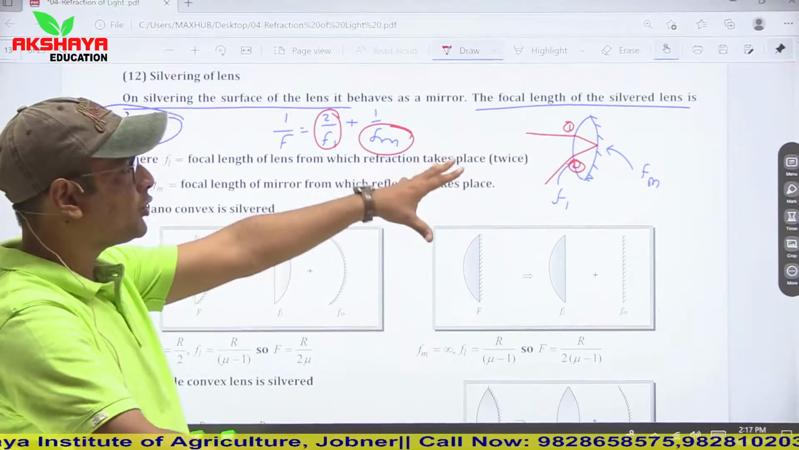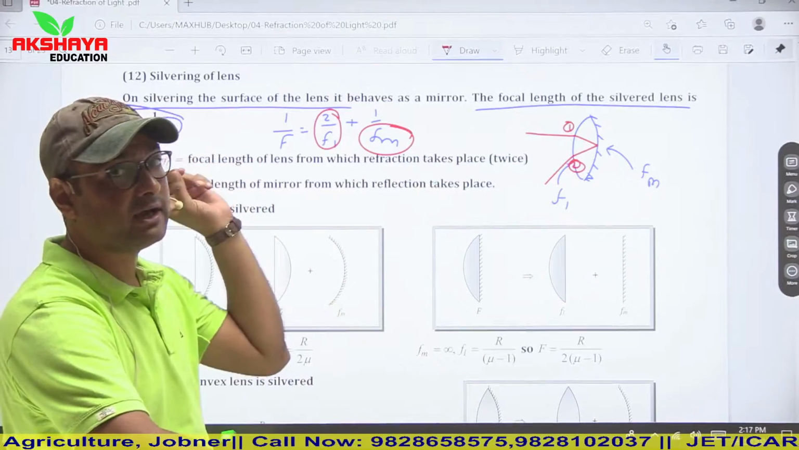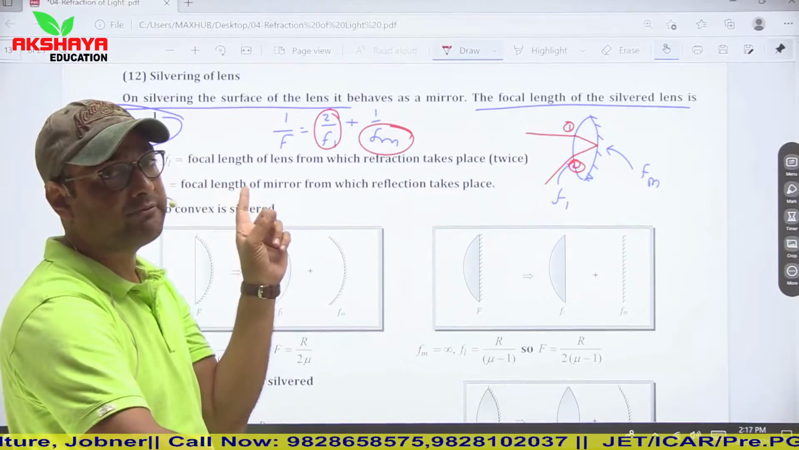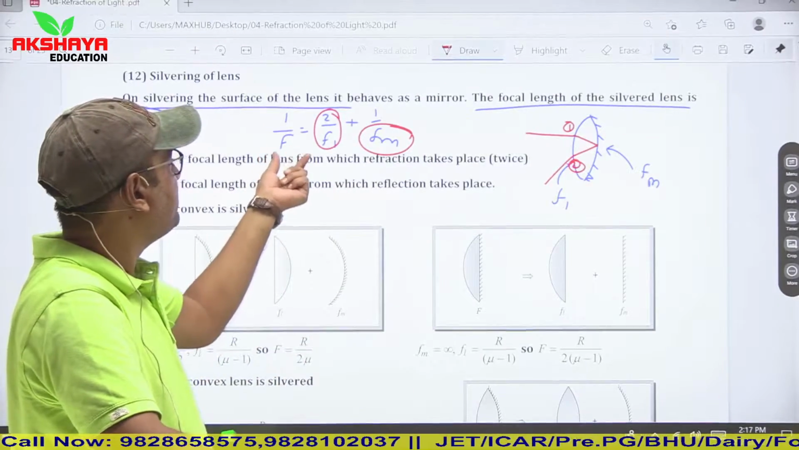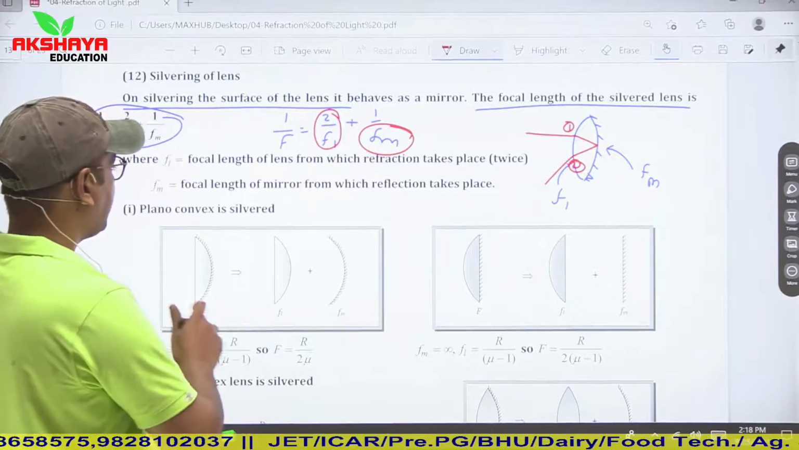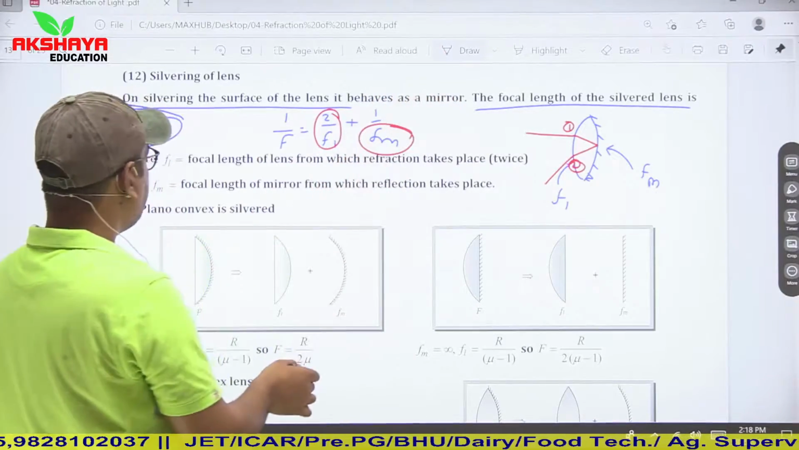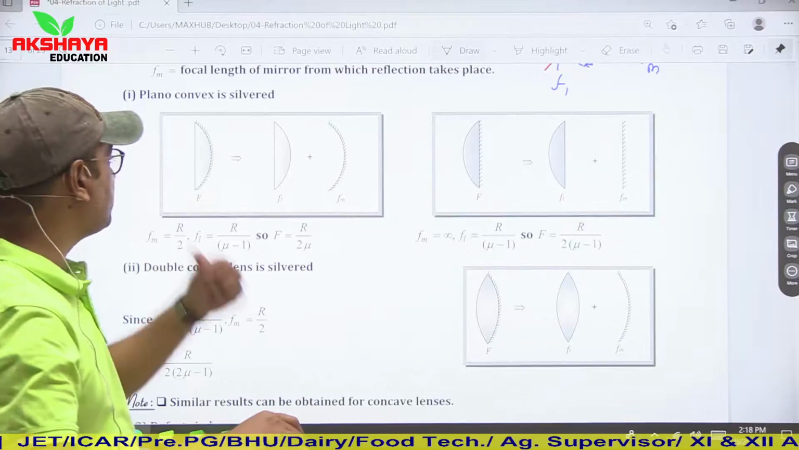So for this combination, they are placed in contact with each other. We will use the earlier formula, 1 upon f is equal to 1 upon f1 plus 1 upon f2 and so on. So here it is 1 upon F is equal to 2 upon f1 plus 1 upon fm. Now see, if a plano-convex lens is silvered, let us say.